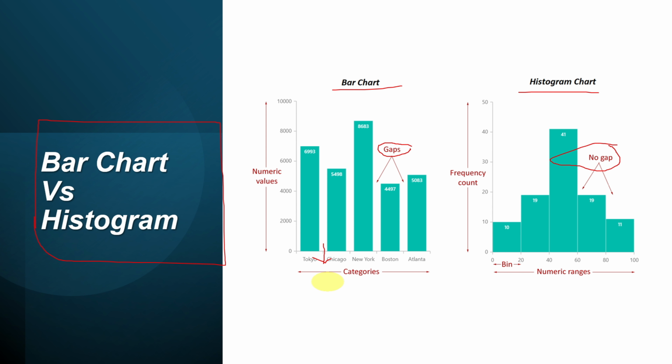The bar chart will have categories, like different categories. For example, New York, Boston, city names, or red, yellow, pink. Whereas in a histogram, you have a numeric range. So if you see 0, 20, 40, this is a numeric range. In a histogram, you have frequency count, whereas in a bar chart, you have numeric values. This is the difference between a bar chart and a histogram.